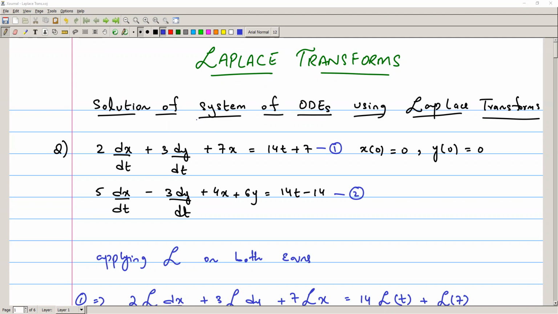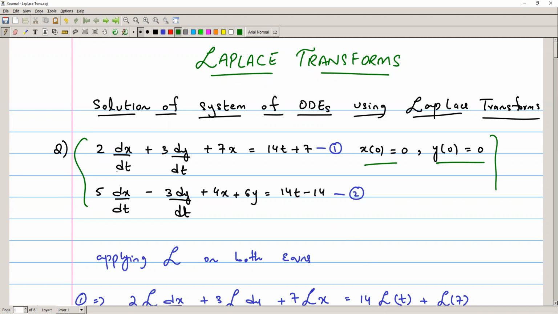So in today's class, we are going to discuss the solution of a system of ordinary differential equations using the Laplace transform methods. We are given two differential equations with the initial values x of 0 is 0 and y of 0 is also 0, right?